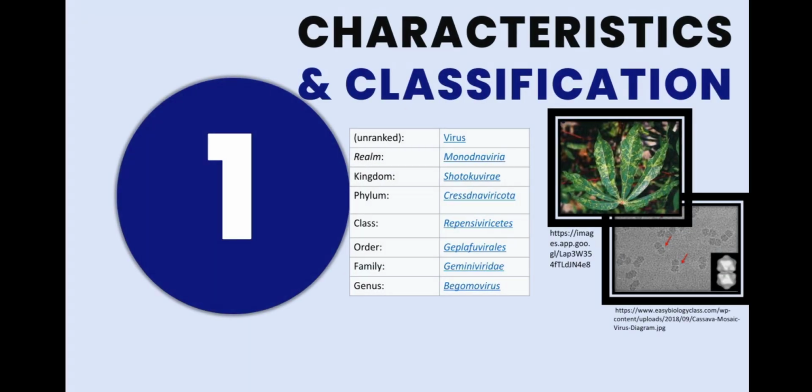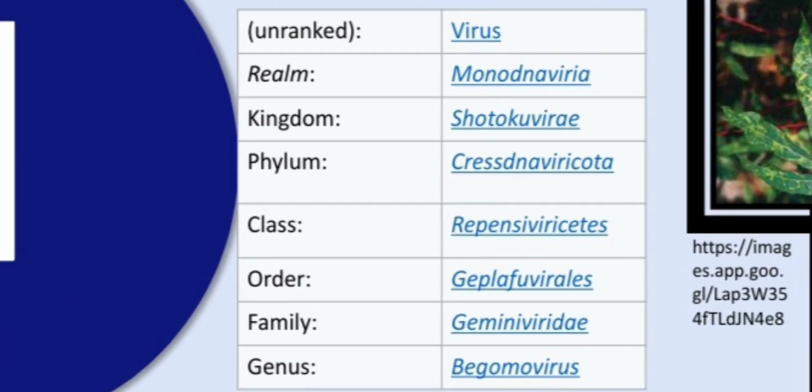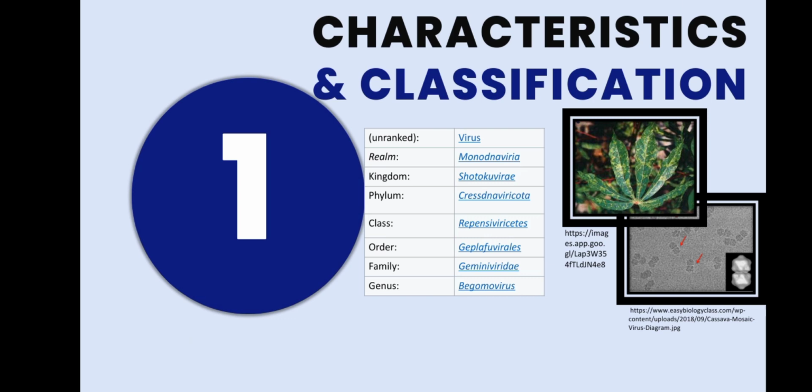Characteristics and classification. Cassava mosaic virus is a circular single-stranded DNA virus and a member of the Monodnaviria realm, Shotokuvirae kingdom, Cressdnaviricota phylum, Repensiviricetes class, Geplafuvirales order, Geminiviridae family, and Begomovirus genus.